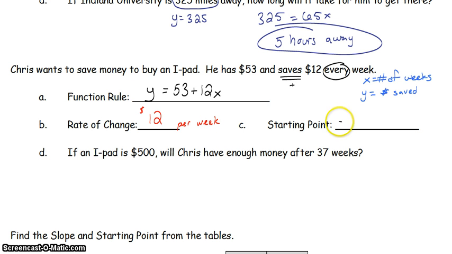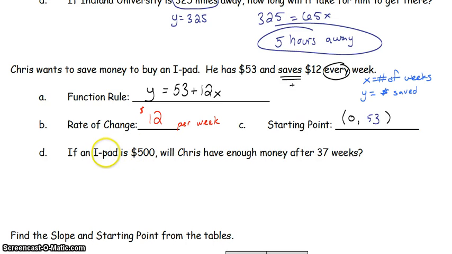And my starting point is 0, 53. If you just put 53, that is not correct. You would not get credit on your quiz or on your test or on the final exam for that. You have to give your starting point to me in an ordered pair.